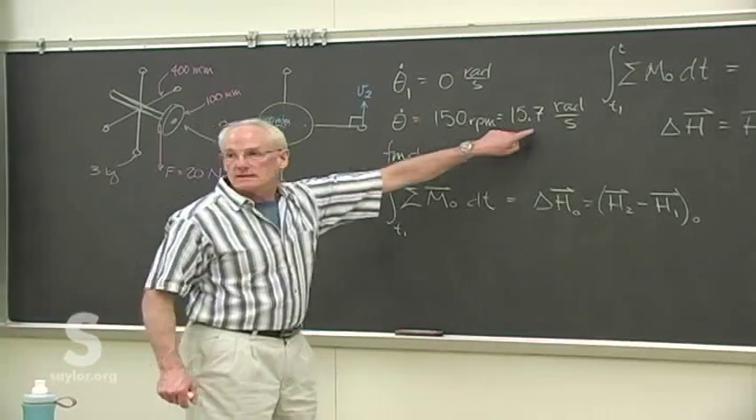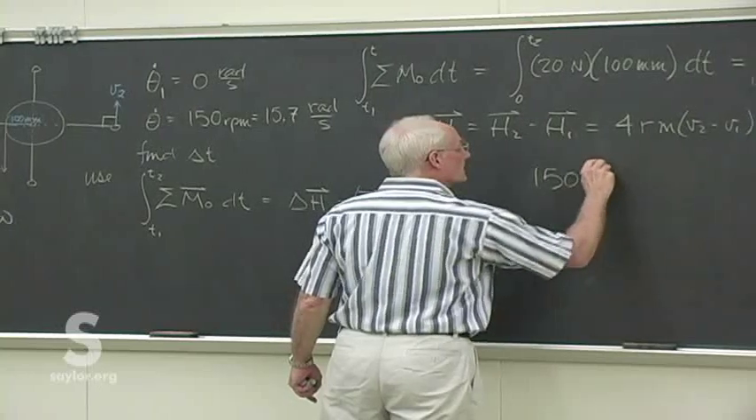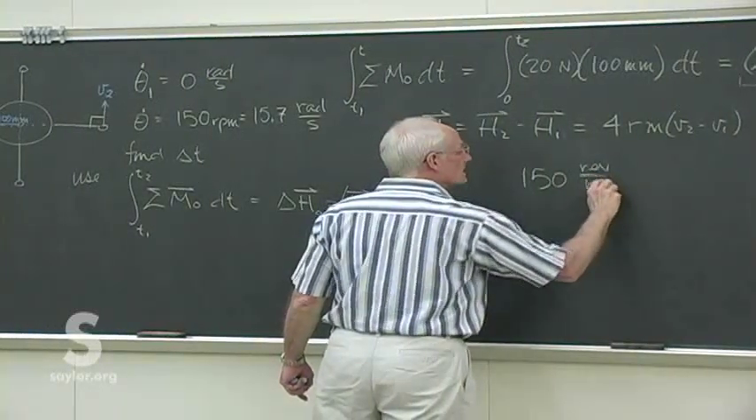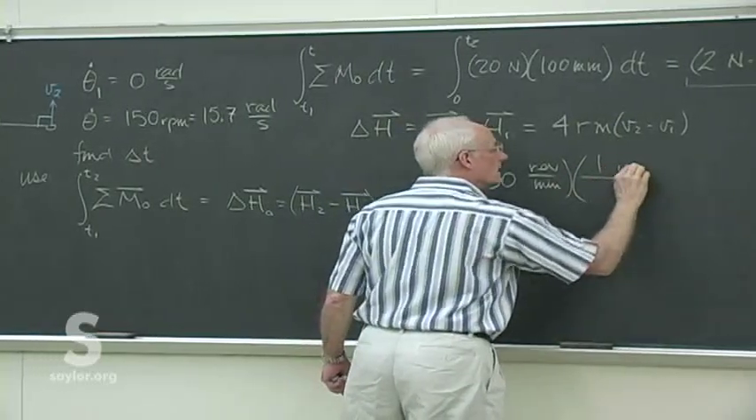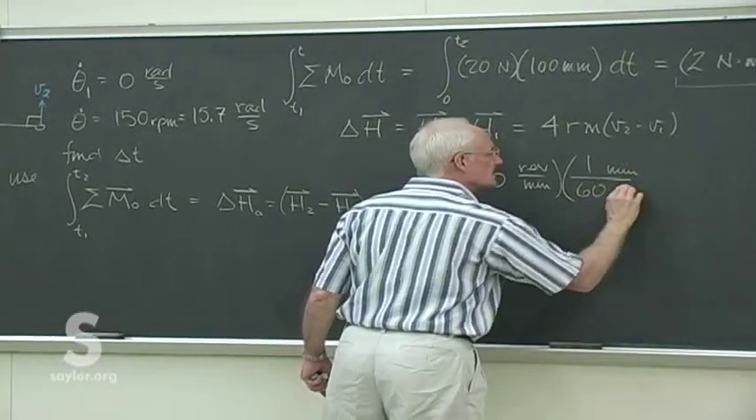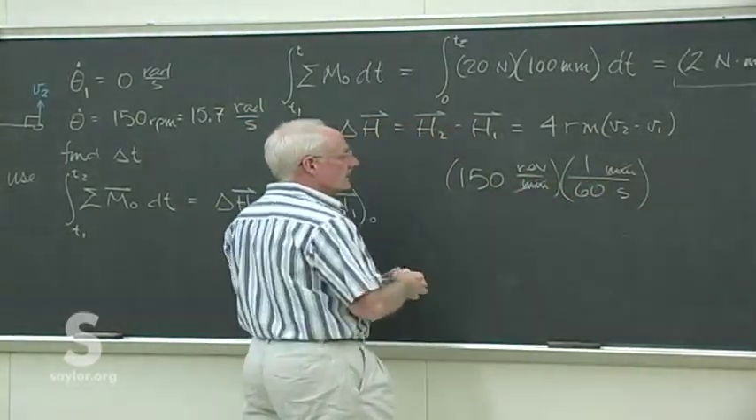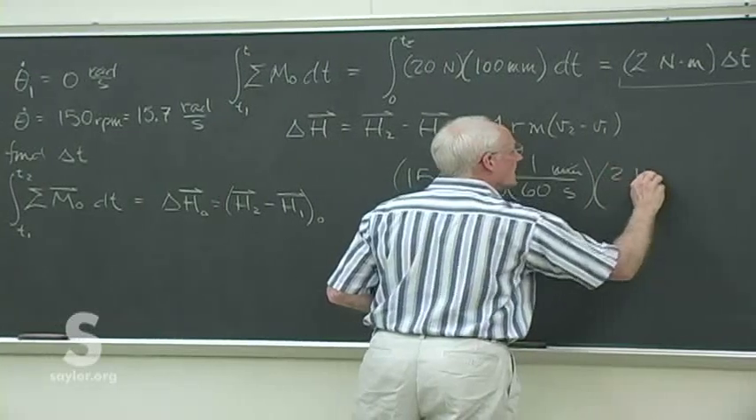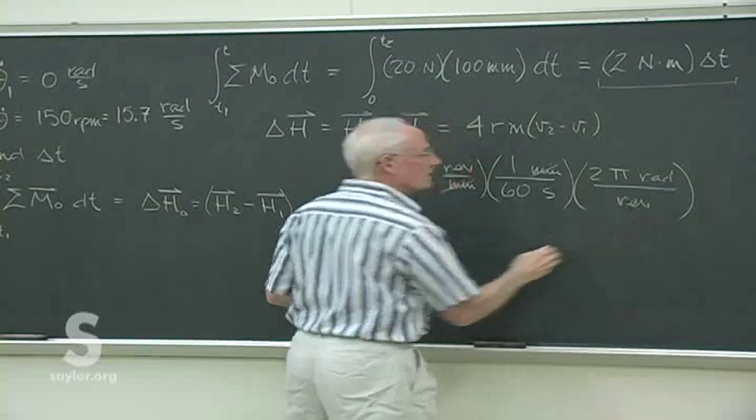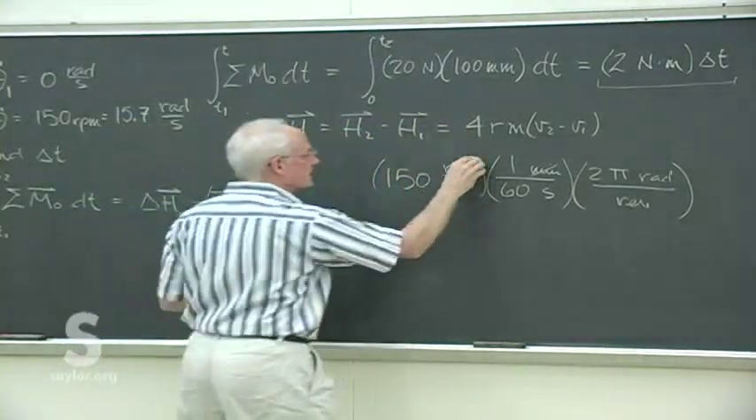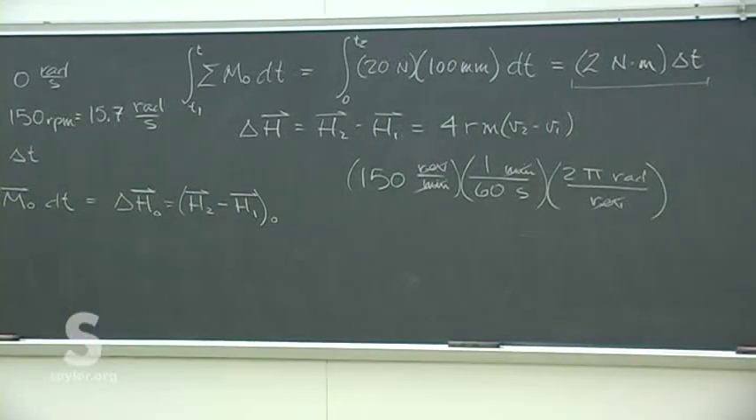How do you get this? Yeah. 150 revolutions per minute times 1 minute is 60 seconds. So the minutes cancel. And then 2 pi radians for every revolution. So the revolutions cancel then. And we're left with radians per second. That should be 15.7. Was it?